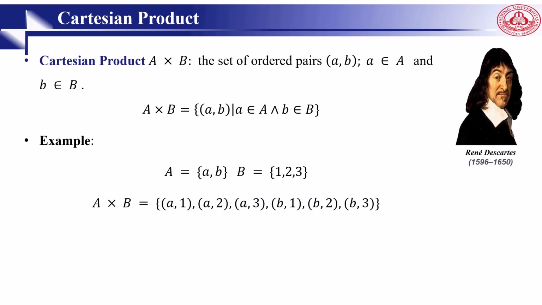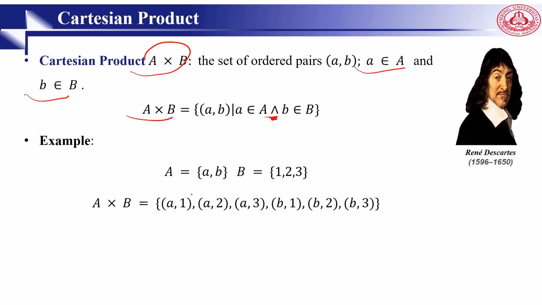René Descartes proposed the Cartesian product. The Cartesian product of two sets, namely A and B, is shown by A times B, and it's the set of ordered pairs (a, b), where a is in A and b is in B. So we show that the Cartesian product A times B is the set of (a, b) in such a way that a is in A and b is in B.